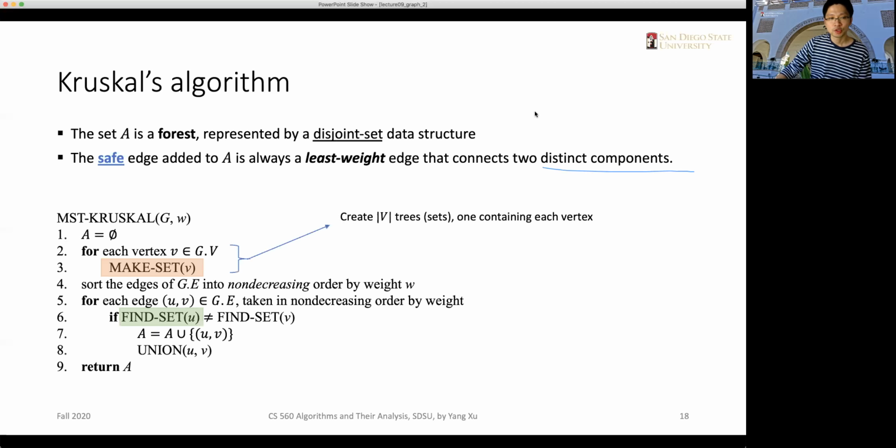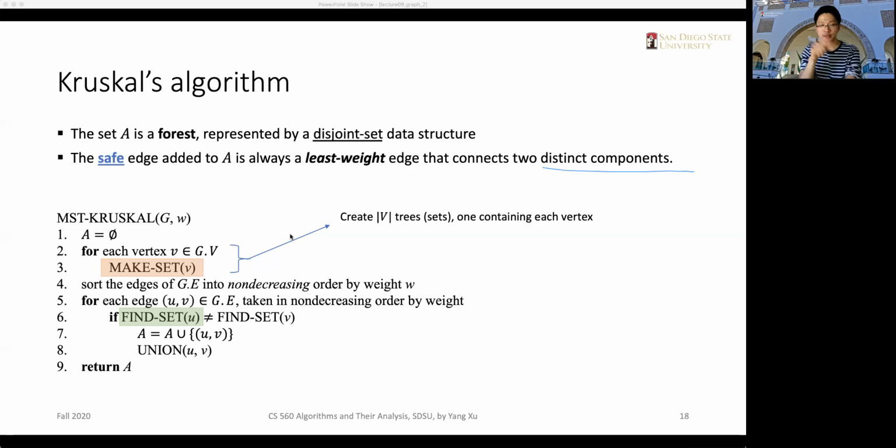Okay, so we'll paste Kruskal's algorithm here. So first, we will use a for loop from line 2 to line 3, highlighted by the red color. It iterates over all the vertices, and for each vertex, we make it a set, or we initialize one vertex into a set. So in all, we create V trees or V sets, and we make each vertex a tree itself.